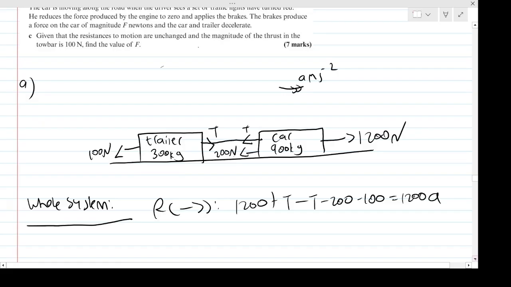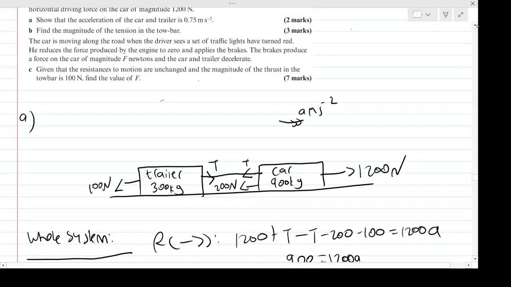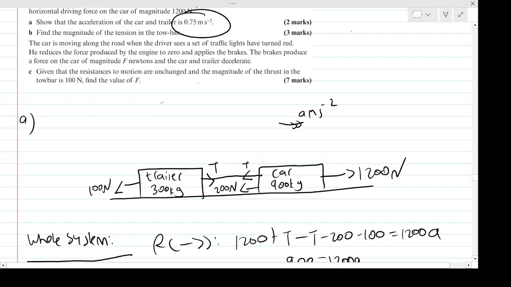If we simplify this equation, we get 900 equals 1200 a. So therefore a, if we divide by 1200, we get 0.75 meters per second squared. And hang on, there we are. We've shown that the acceleration is 0.75. Great, so we're on the right track.